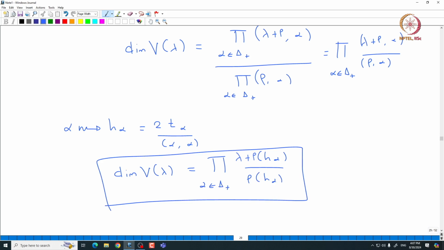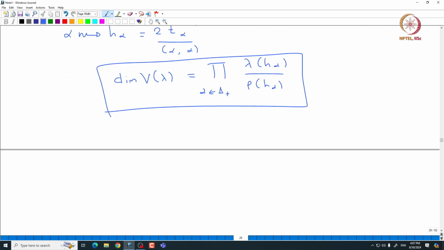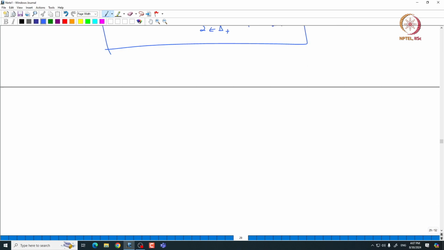Okay. So, this tells you that if you can compute this (lambda plus rho, alpha), then that immediately gives the dimension of V lambda using this formula. Okay. So, this proves actually the Weyl dimension formula.